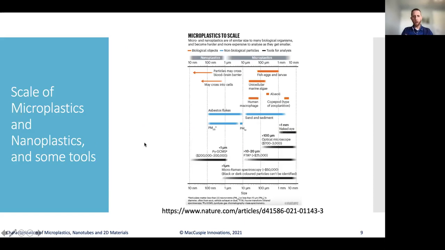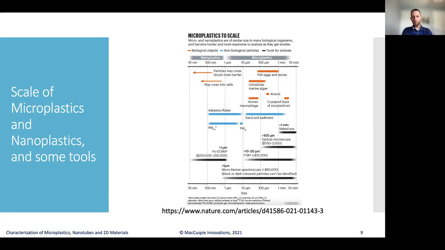And so obviously, when we talk about microplastics and nanoplastics, the size is inherent to the name of these materials, with the micro and the nano prefix. And so it's important to get a sense of the size range and the scale range that we're looking at. This chart gives a sense of scale of relative biological objects, with fish eggs and larvae being from about 100 microns to a millimeter in size, roughly.